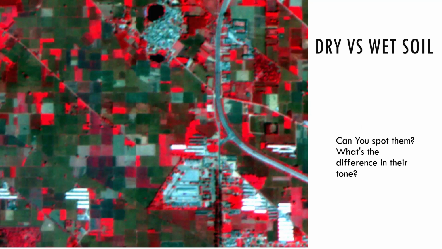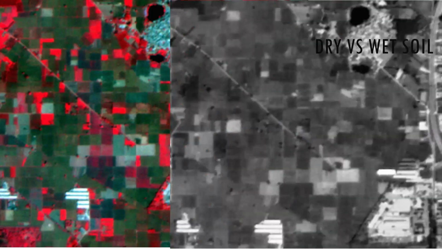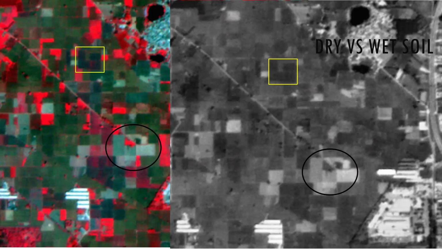Now, looking at the image, can you identify where is the dry or the wet soil? Take help from the black and white image. Can you spot them now? Here is the wet soil region. Here is the dry soil region. Can you tell any other regions which have dry and wet soil? Try it for yourself and let me know in the comments.